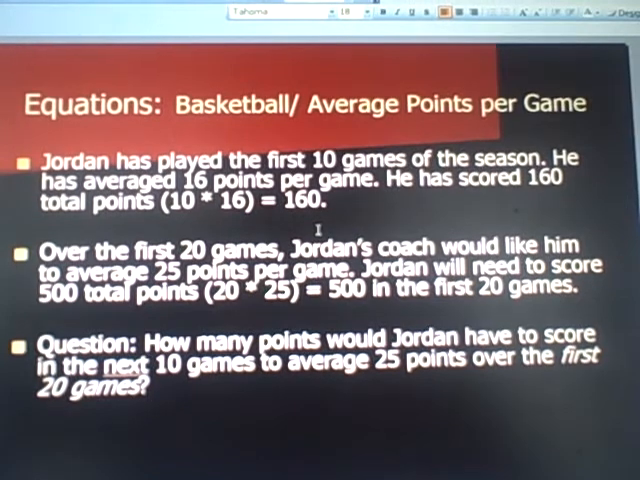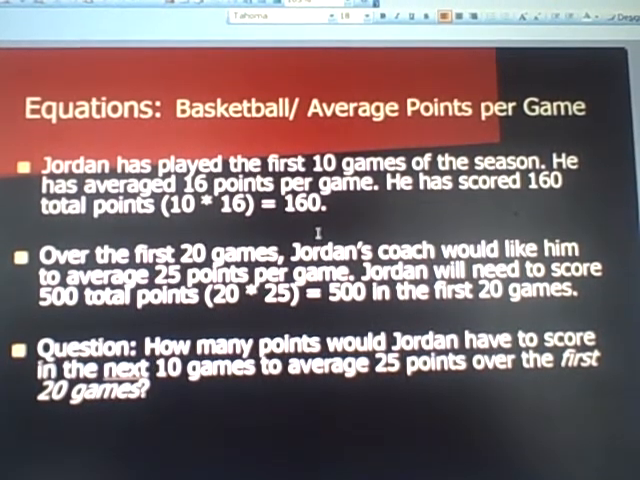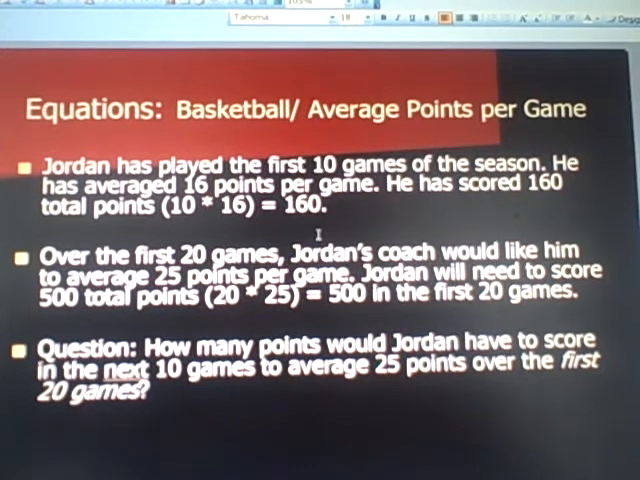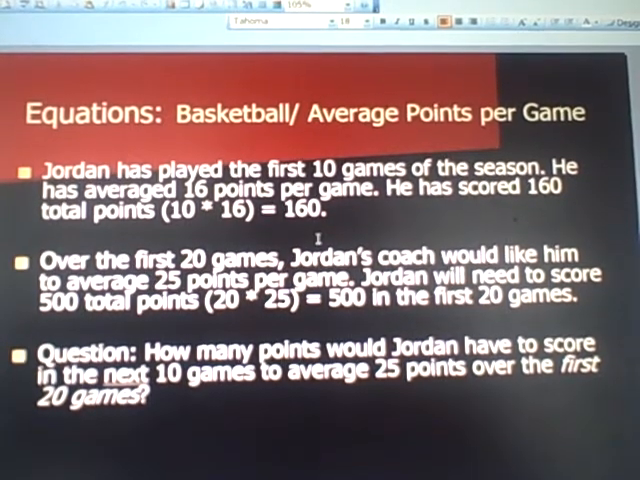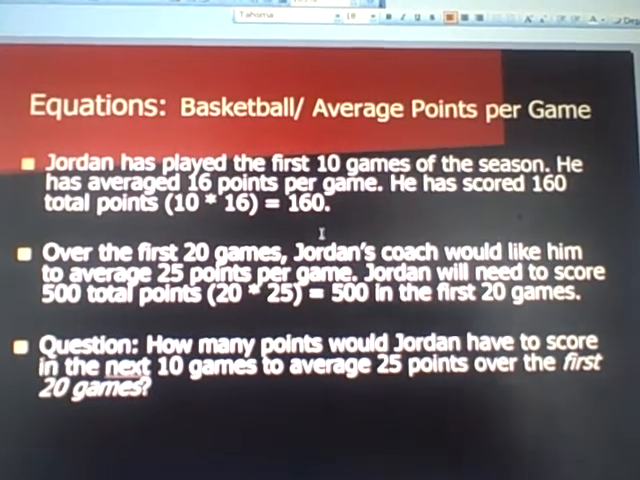The question is, now that some of the games have already taken place, how many points would Jordan have to score in the next 10 games to average 25 points over the first 20? So some of the games have already happened. He needs to catch up. He's behind on his scoring average. How much more does he need to score going forward?